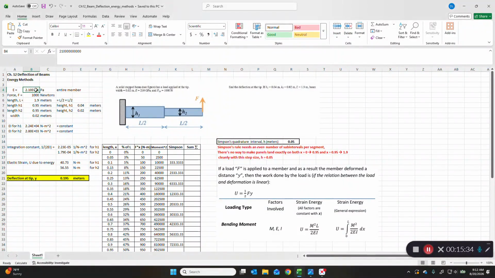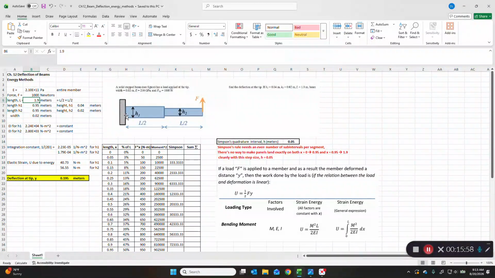So here we've got our elastic modulus is given. You can see in the small print 210 GPa, so I put it in pascals. The force is 1,000 newtons upward, so it's a stepped beam, remember, and it has a length of 1.9 meters. So that's a little bit problematic because it's hard to divide that evenly for Simpson's rule. So we'll show you that ours is pretty much a close approximation.